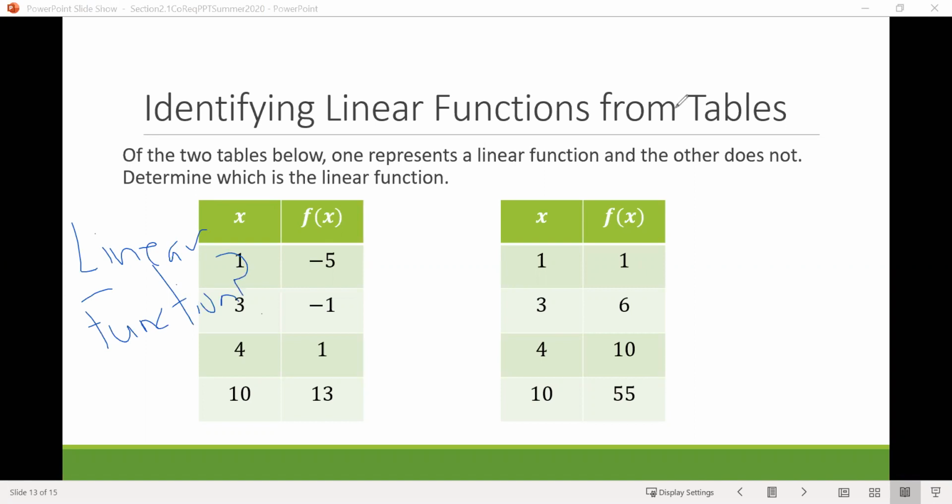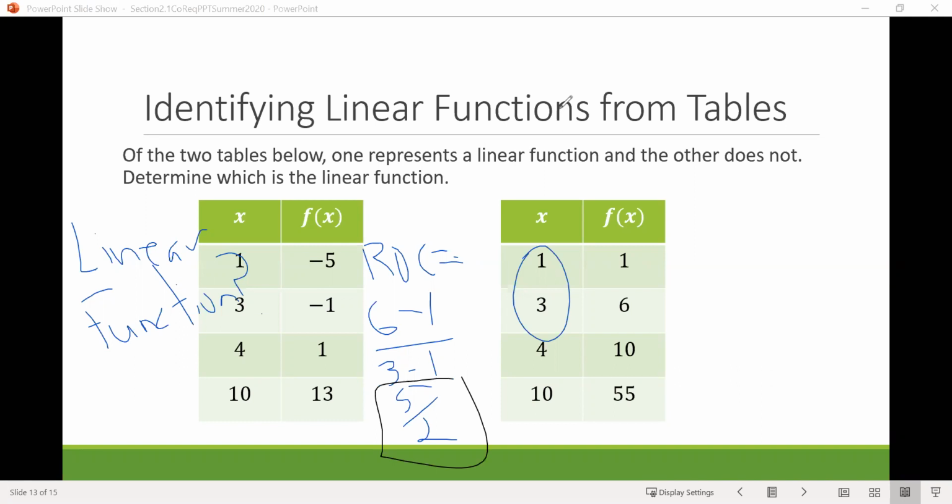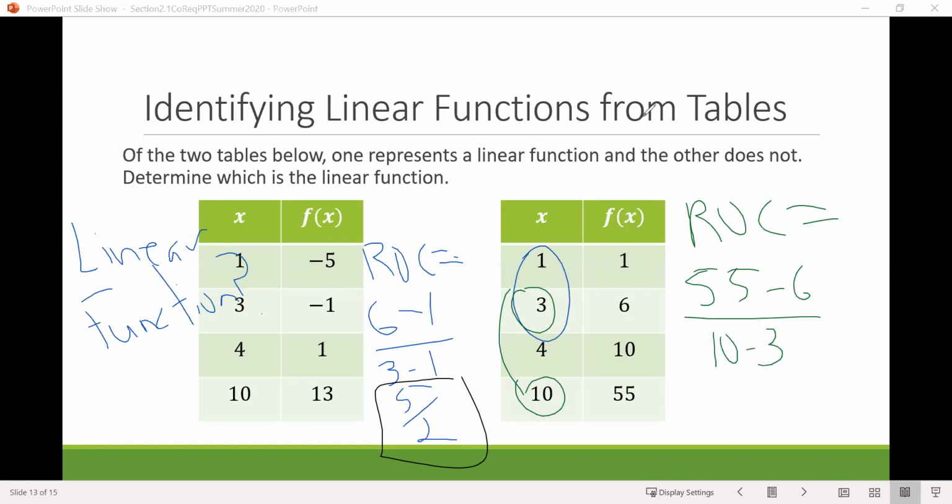So let's check some rates of change over the same intervals for the function on the right. First we'll do 1 to 3. Our rate of change here is the difference in the outputs, so 6 minus 1, over the difference in the inputs, 3 minus 1, which is 5 over 2. We can also look over the interval 3 to 10, and if we do our rate of change there, we'll have 55 minus 6 over 10 minus 3. 55 minus 6 is 49. 10 minus 3 is 7. So it looks like we get a rate of change of 7 there.